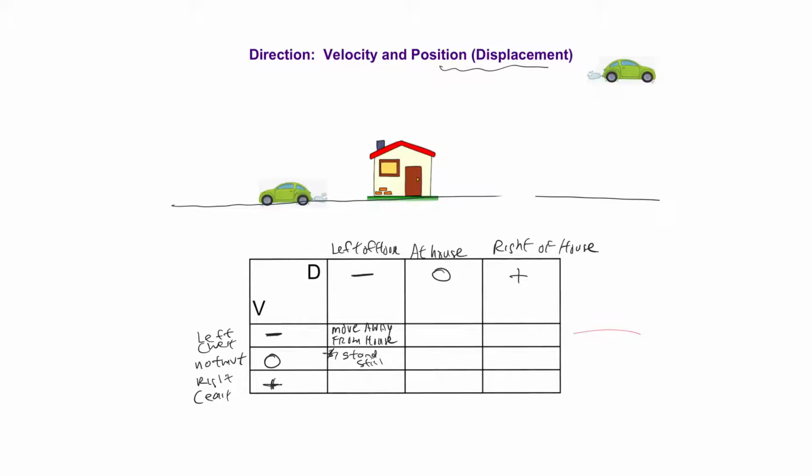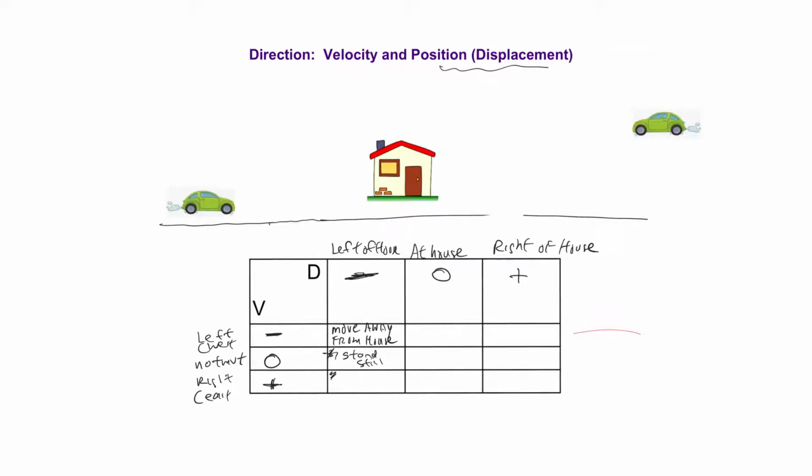Okay. Now the next one over here, the displacement is still negative. The car is to the left of the house, but what's happening right now? Oh, the velocity is positive, meaning the car is going to be moving towards the right. So now we have the car to the left, but it's moving towards the right. So what's happening as this car moves towards the right? What's happening with respect to the house? Well, it is getting closer to the house. So in other words, this one over here is getting closer or moving towards the house.